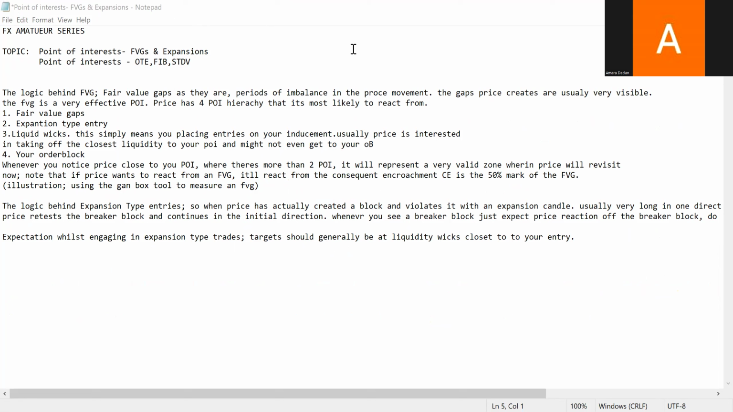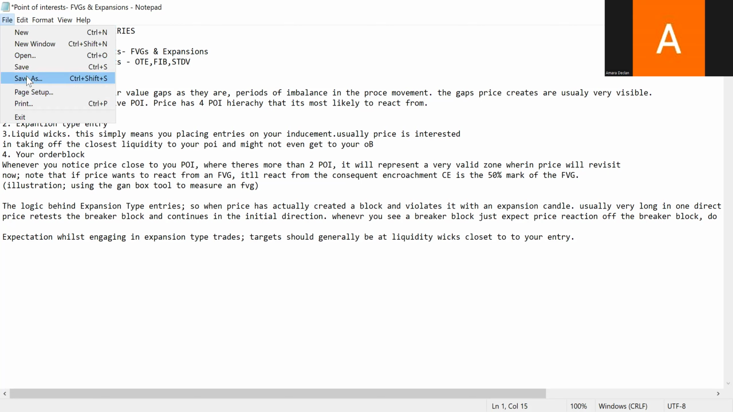So this is basically an advanced series for amateurs, FX 1, 3. Okay, what's the FX advanced amateur? Funny, but yeah, that's what it is. And we're going to be looking at a few things: points of interest, fair value gaps, expansions. I believe in the last class that we had, let's quickly look at what we had last time.